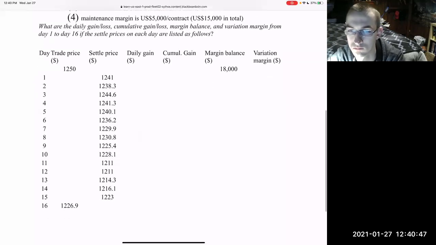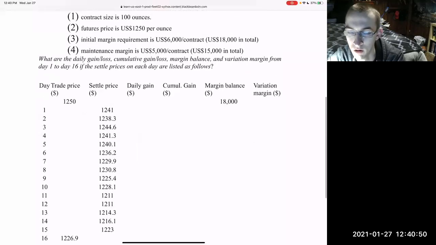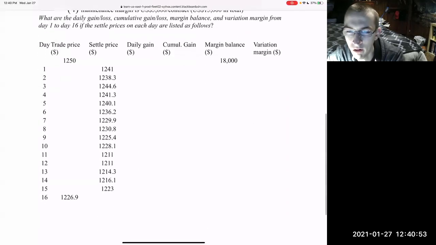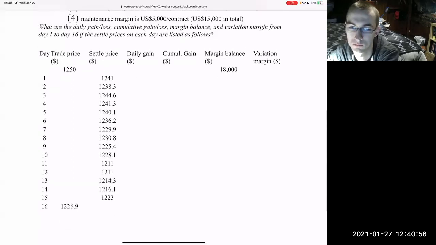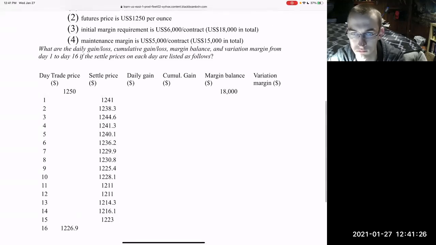Here I provide all the settle prices for each day. So what you need to do is, I didn't put a 1 for the beginning price. The beginning price of day 1, which is the purchase price, is 1,250. That's the price you buy because you take a long position. And at the end of day 1, you have a price of 1,241. So the daily gain would be what? Ending price minus beginning price, right? You know how to do it. So that's for daily gain.